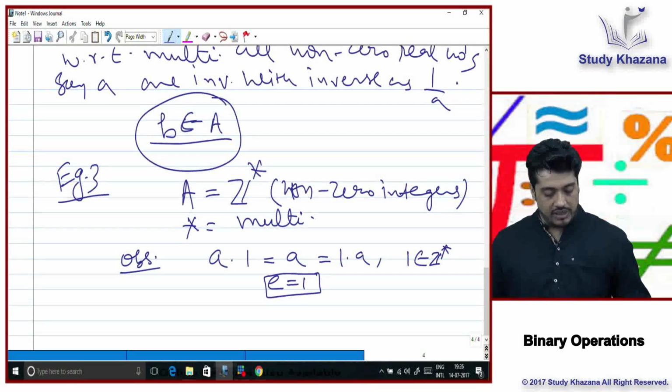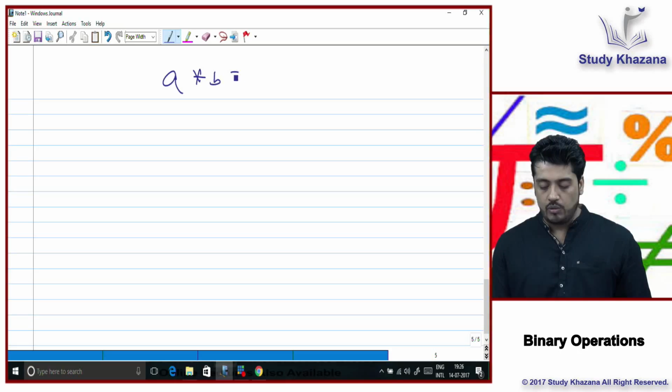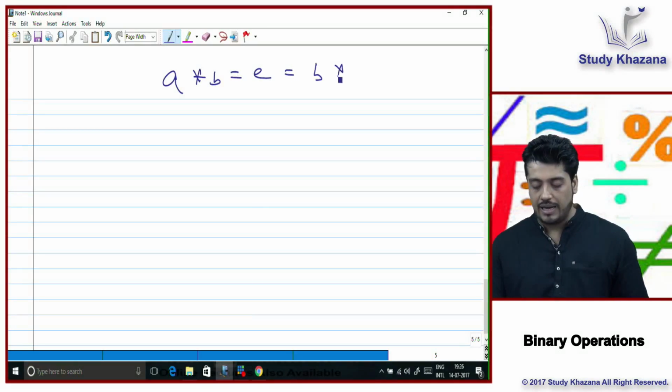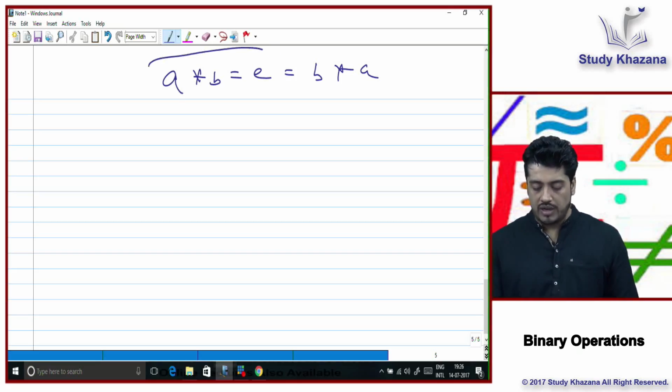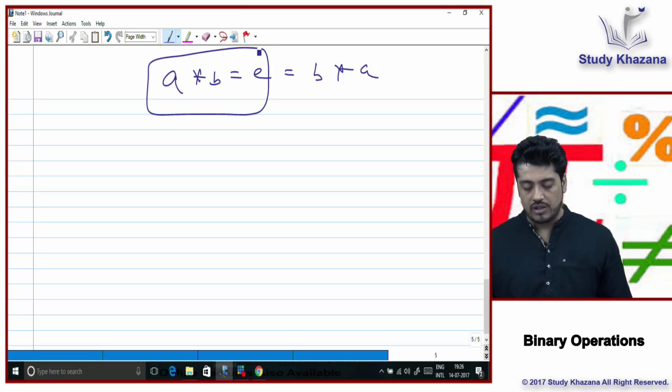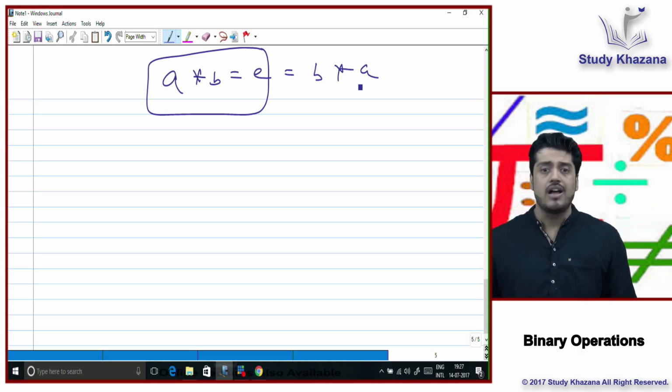Now again, what is the definition for invertible element? A star B should be equal to E, which should be equal to B star A. This is my definition. For any A, I have to search a B which will satisfy this property. Now again, the operation is commutative because A into B is equal to B into A on non-zero integers. So only one side containment will prove the result, because if A star B is equal to E, then B star A has to be E because of the commutativity.